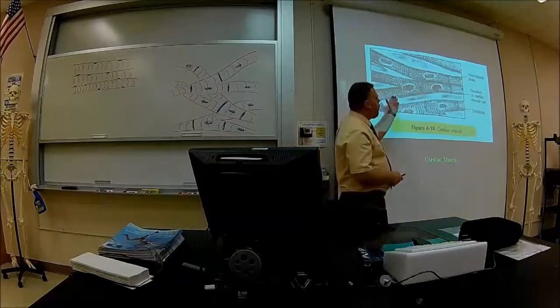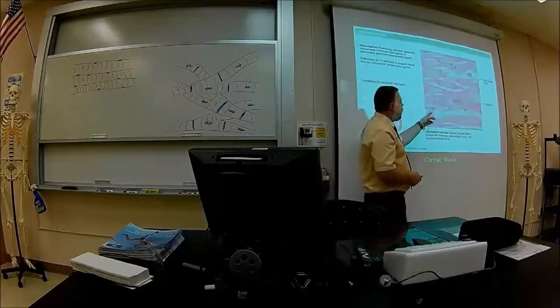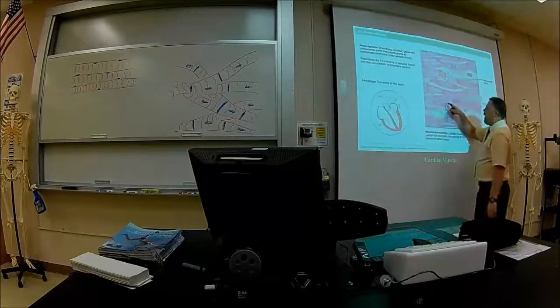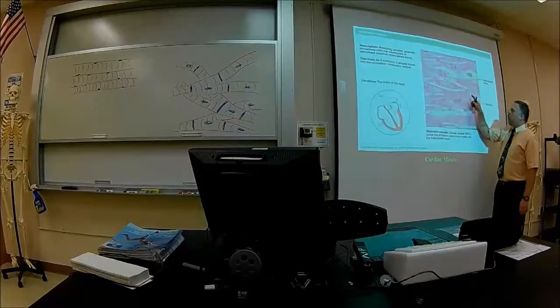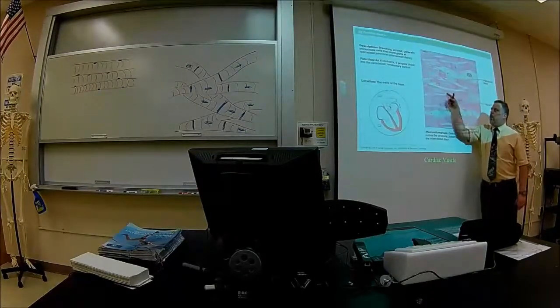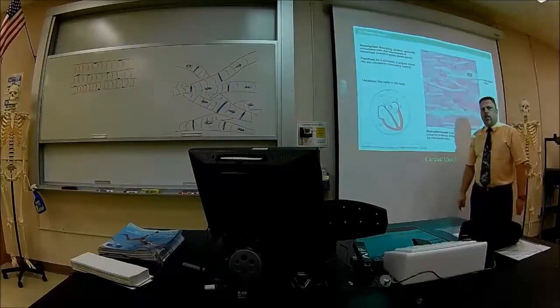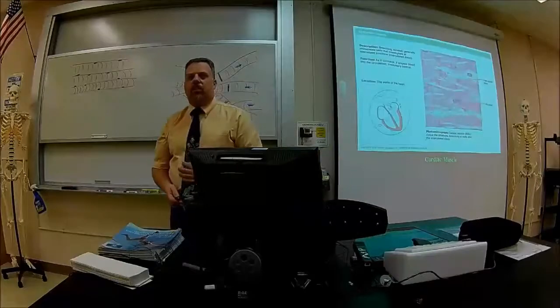So it kind of looks like this, and when we look at a microscope slide, it looks like this. You'll see the striations in here. You definitely see the branching going on. You also see these darker connections between the cardiac muscle cells, and those are called intercalated discs.